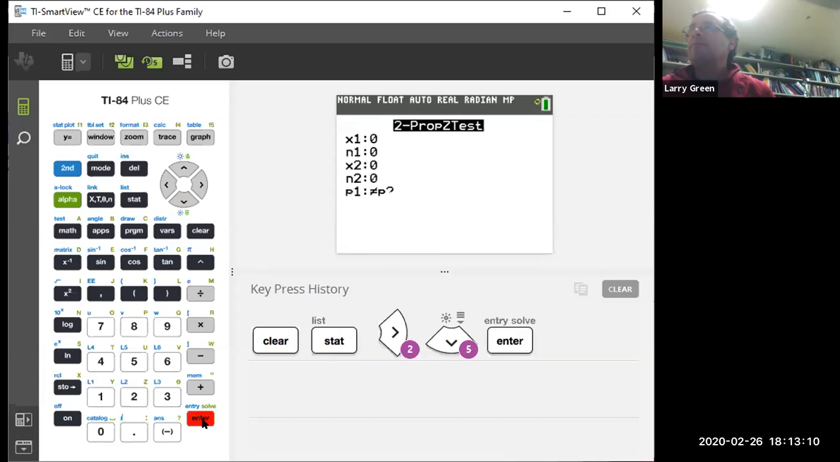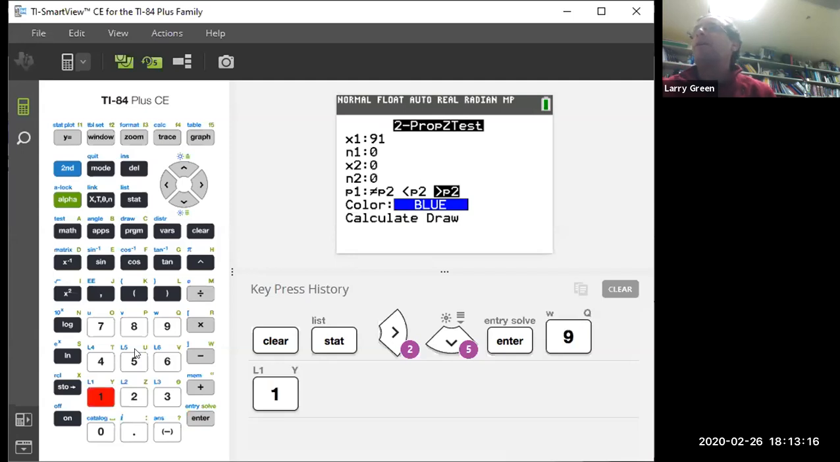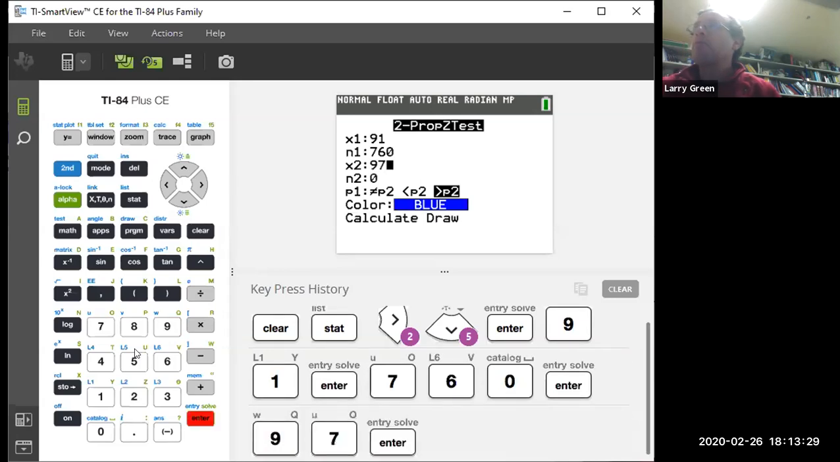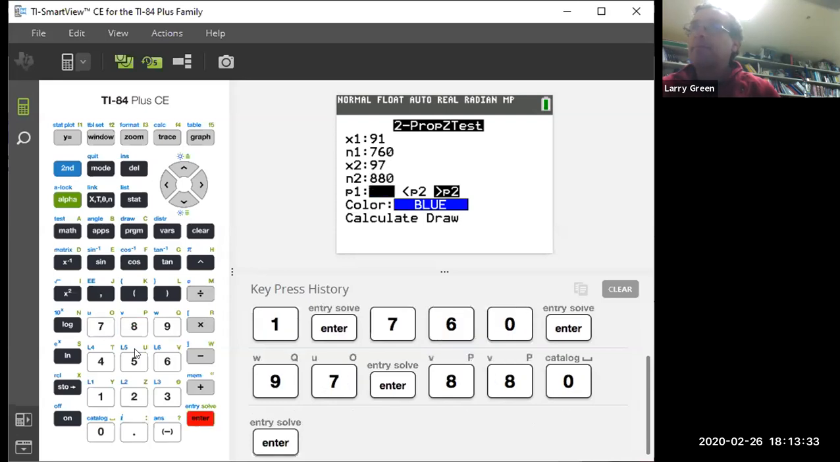And I hit enter. So now I just type in my values I had. I had 91 for X1, and then N1 was 760. And then X2 was 97. And N2 was 880. Okay, notice the sample sizes don't have to be the same number. That's important because otherwise you'll get confused.